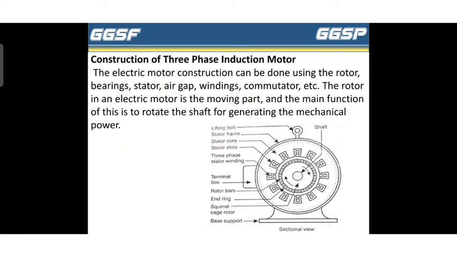Construction of three-phase induction motor. The electric motor construction can be done using the rotor, bearing, stator, air gap, windings, commutator, etc. The rotor in an electric motor is the moving part. Its main function is, through the rotor shaft, generating the mechanical power. This is the diagram of construction and major parts of a three-phase induction motor.